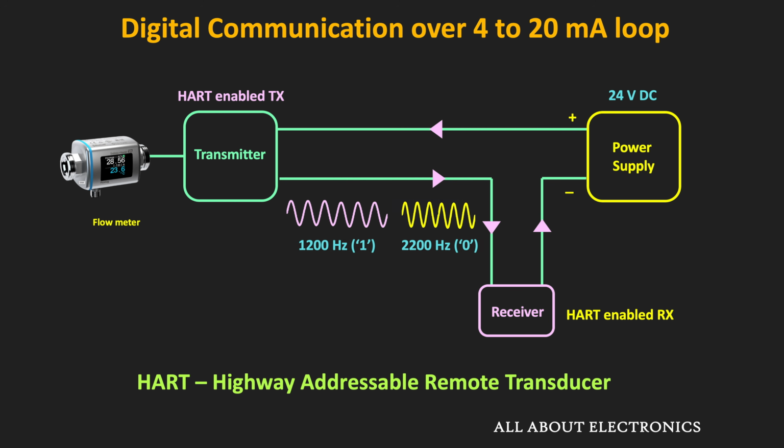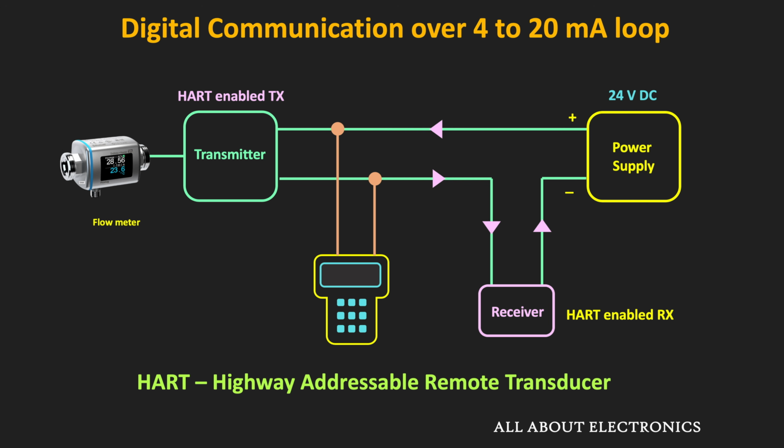So in such case, if you have the HART enabled device like the handheld communicator, then it can listen to these digital signals, and remotely it can configure the transmitter, or it can also perform the required calibration. So that is another advantage of this 4 to 20 mA standard. That means using this, it is also possible to transmit the digital signals using the same two-wire loop.